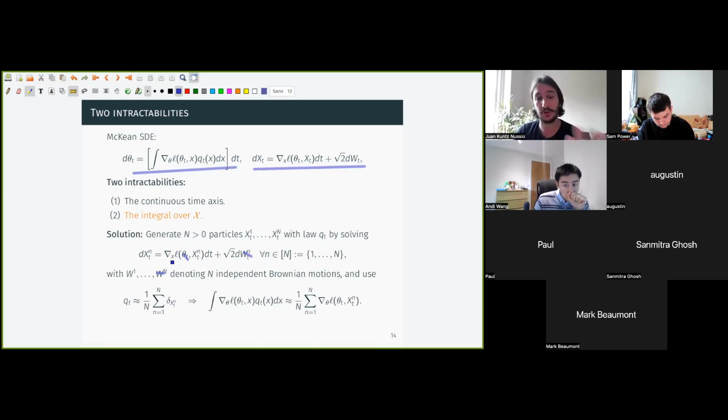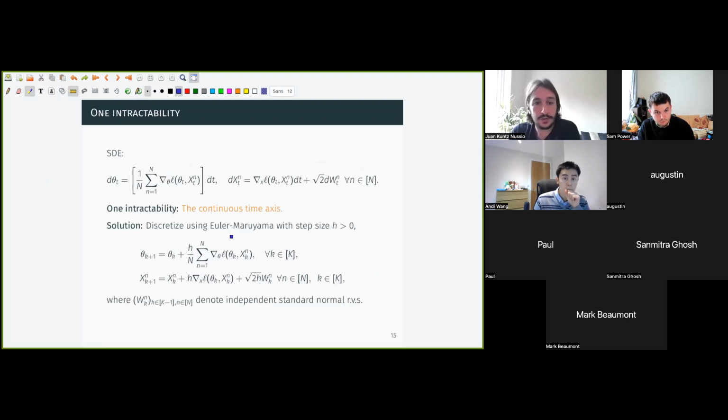So all of these particles are independent of each other. Okay, so that just leaves us with the continuous time axis. And we did the simplest thing we could think of, which was to just throw Euler-Maruyama at it, and then we get these recursions that you can actually run on your computer. And actually, if you squint at these recursions, you start seeing things you recognize.